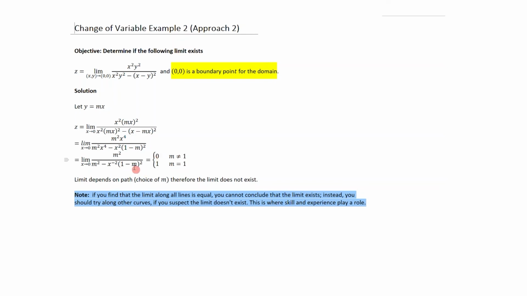The other case is where we set m equal to 1. In that case, this term becomes 0. We have m squared over m squared, which is 1. So in this case, the limit is 1.